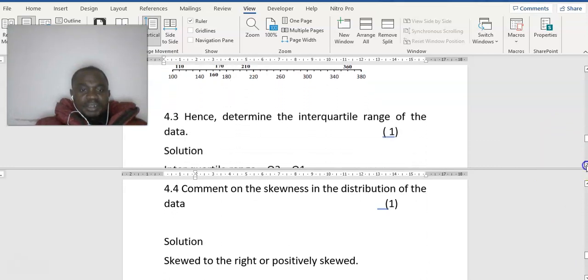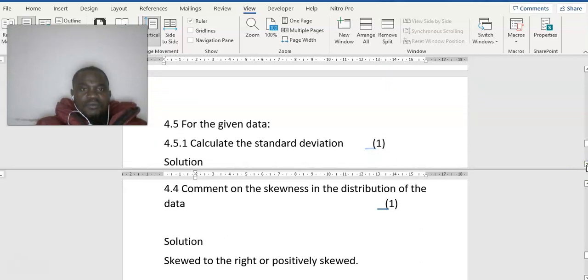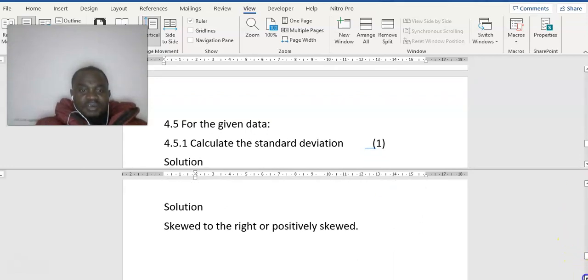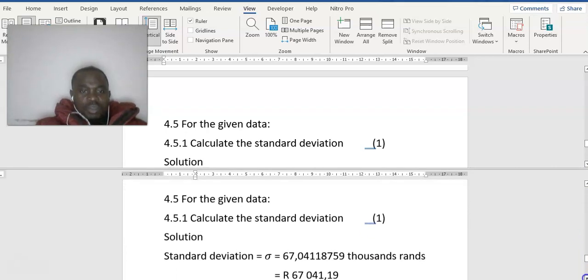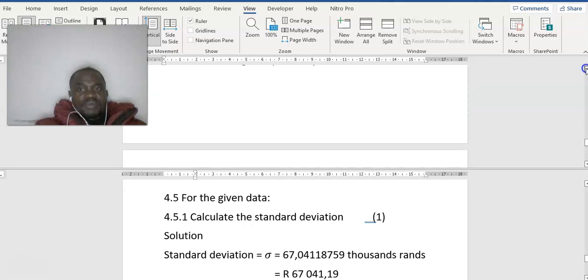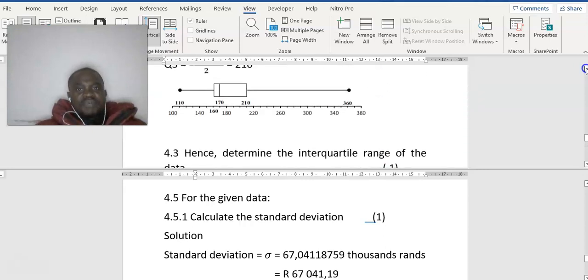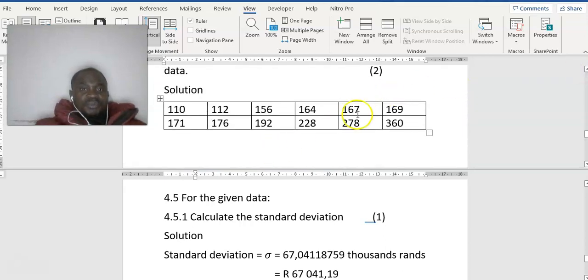Then our next question says, for the given data, calculate the standard deviation. Okay, let's see how we are going to do that. To calculate the standard deviation, how did we get this? Remember the information. We have already put this information in our calculator. Which information are we talking about here? The data given to us. This data we have already inputted into our calculator.